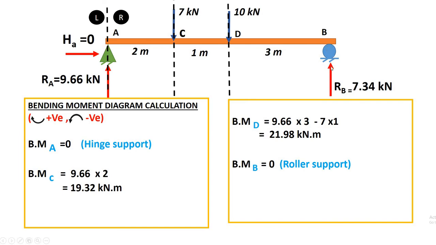Again, bending moment at B is 0. Why is it 0? Because this support is a roller support and we don't have any moment at a roller support, because a roller support can take only one reaction, and that is vertical. So bending moment at B is 0. This moment is also clockwise and this moment is also clockwise.